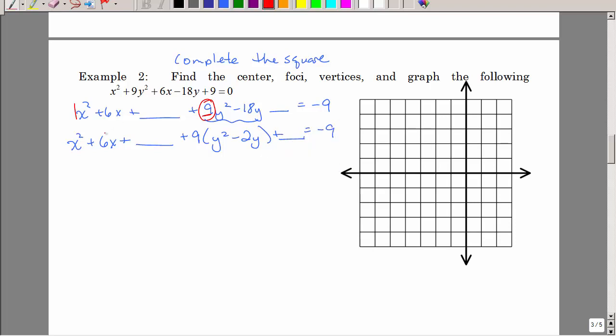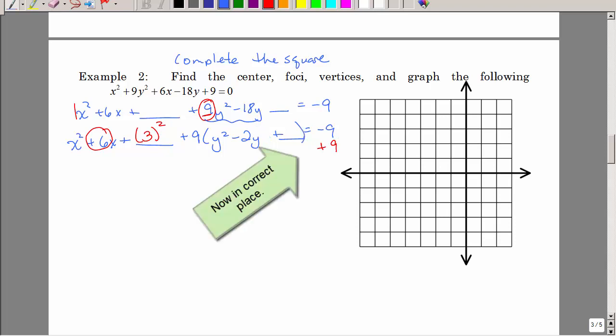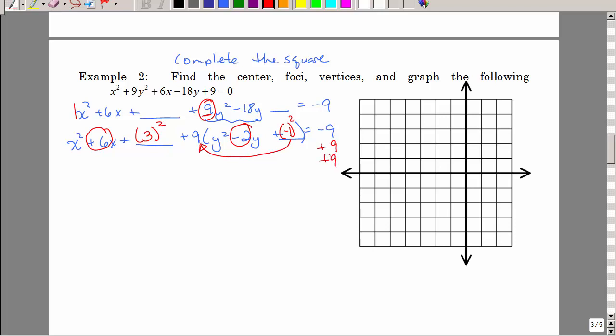Now I can complete the square. So I want to take half of positive 6, which is positive 3 squared, and add that to the other side. I want to take half of -2, which is -1, and square it. But wait, I don't just add 1. That's being multiplied to the 9. So I've really added another 9.